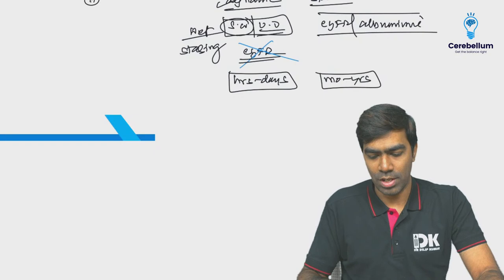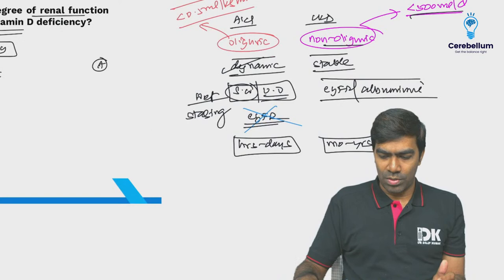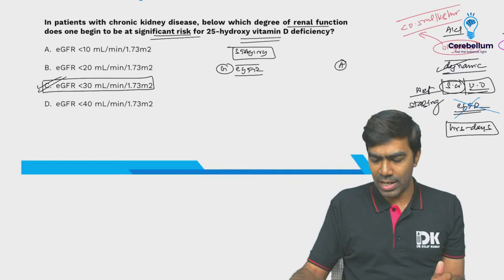First, always understand AKI versus CKD. That's a very important thing. Only then will you be able to understand why we are trying to stage in a different way, with respect to AKI and CKD.